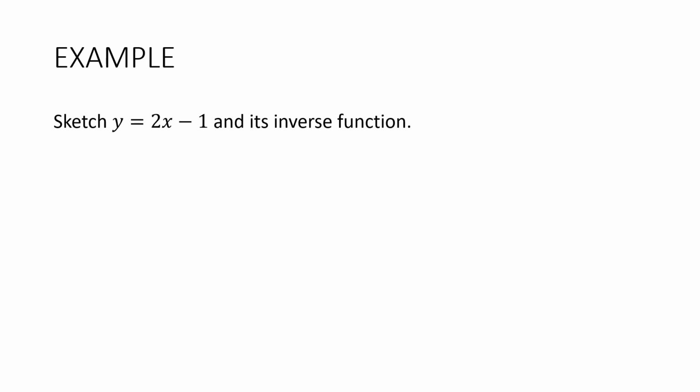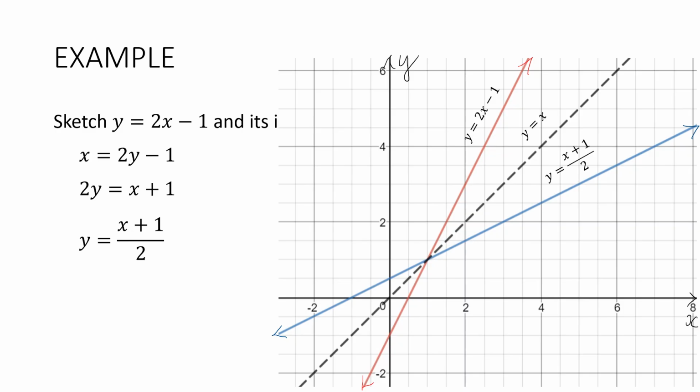Here's an example, sketch y equals 2x minus 1 and its inverse function. So we'll start by switching x and y. Now let's make y the subject and divide by 2. We end up with y is equal to x plus 1 all over 2. Now if we sketch both of those lines, we can see that they are a reflection of one another in the line y equals x.